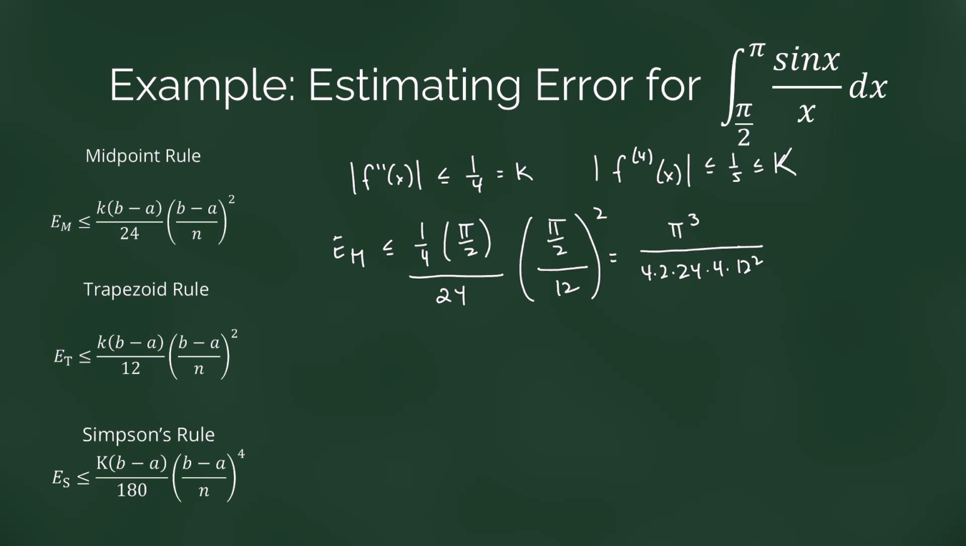And now it's time for a calculator for sure. That is going to give us, I'm going to go to 5 decimal places, 0.00028.